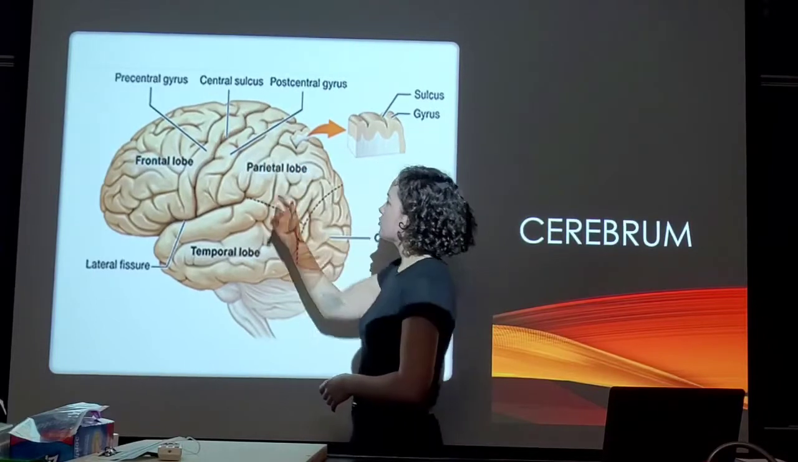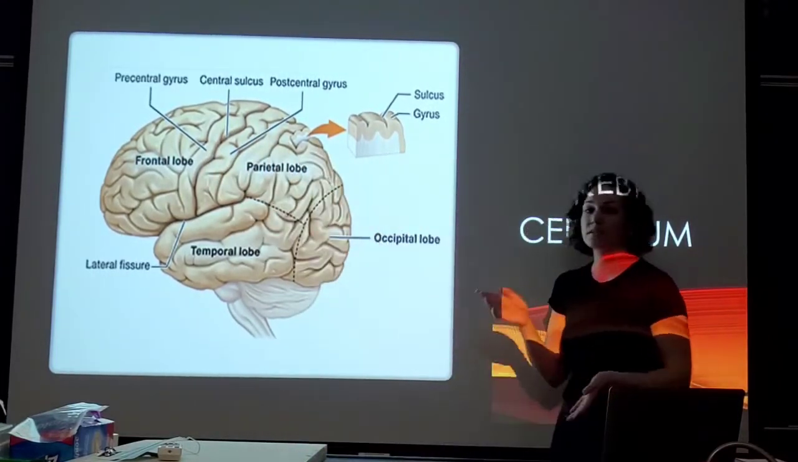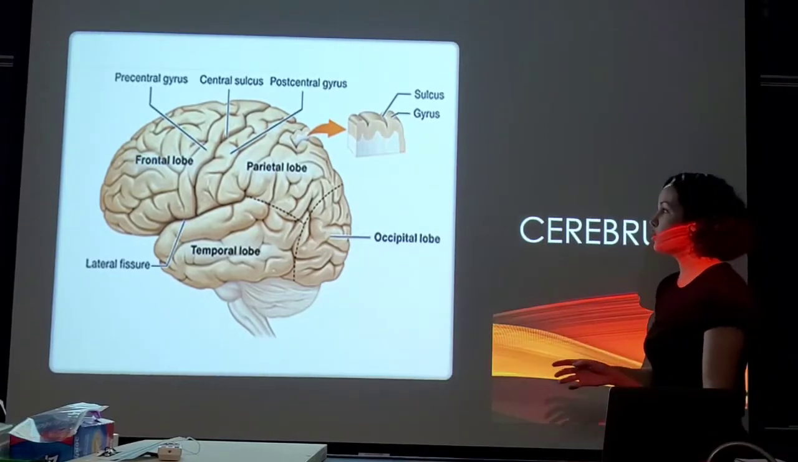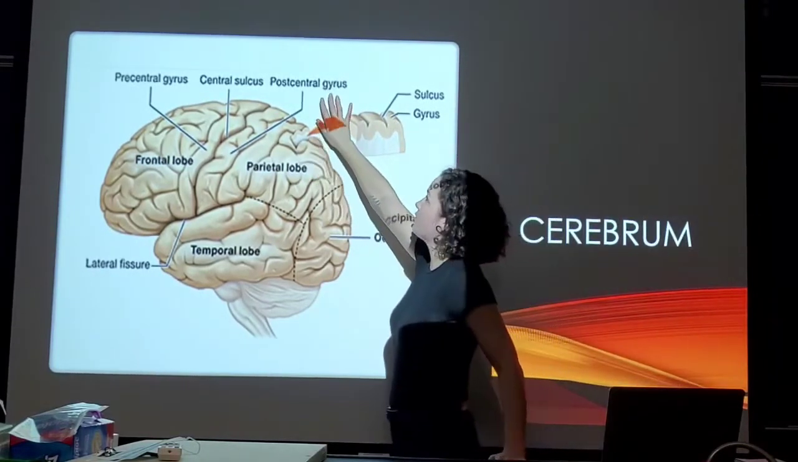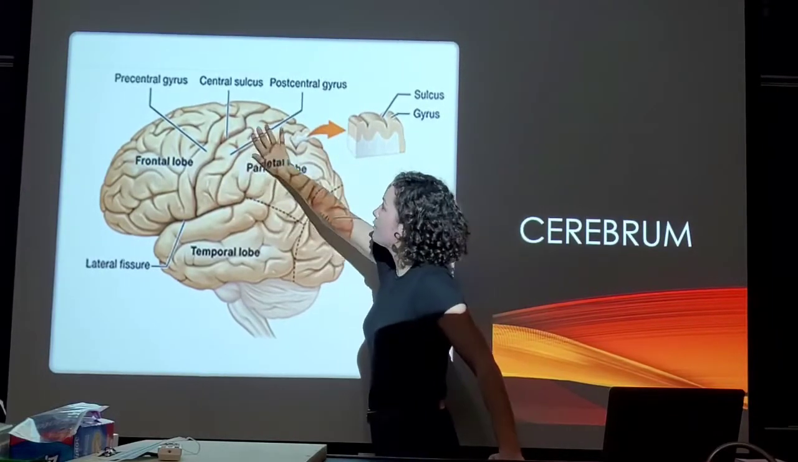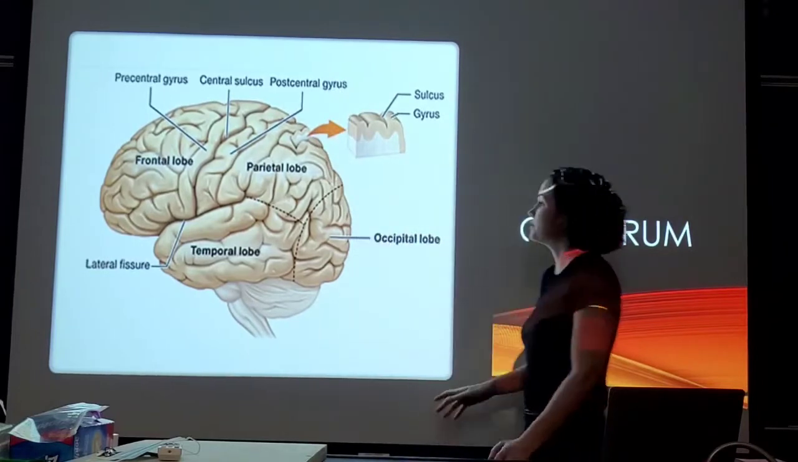And it's a central sulcus, so it is centered. The central sulcus also separates the frontal lobe from the parietal lobe. On the parietal lobe, we have a postcentral gyrus. Post meaning after the central sulcus, so postcentral gyrus.